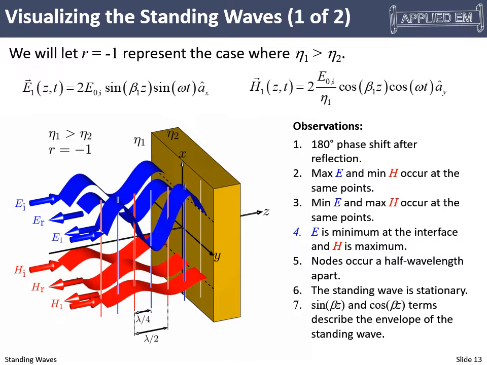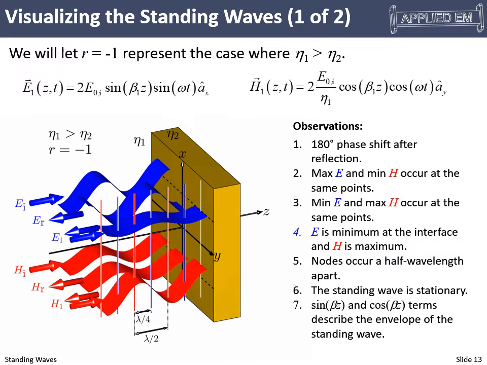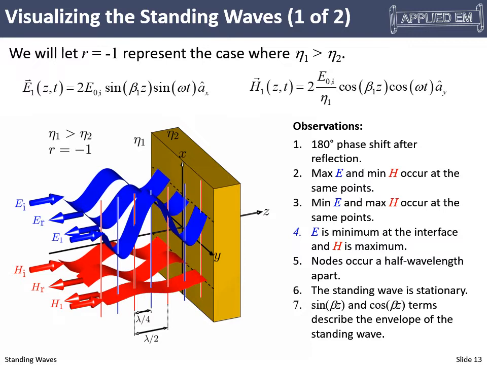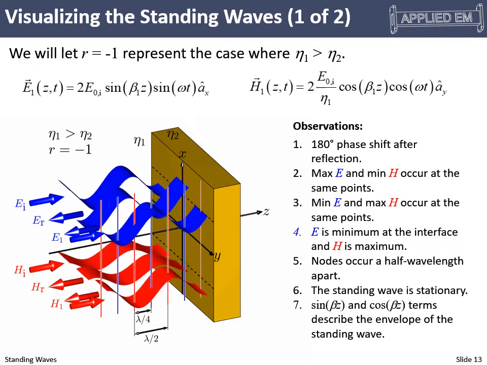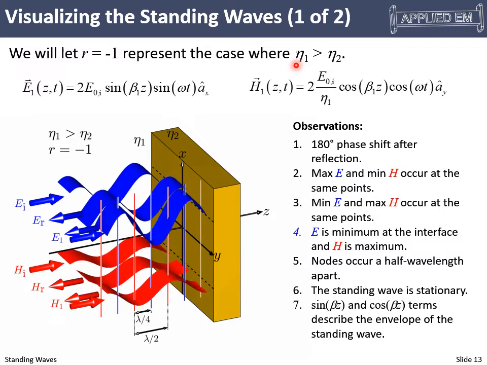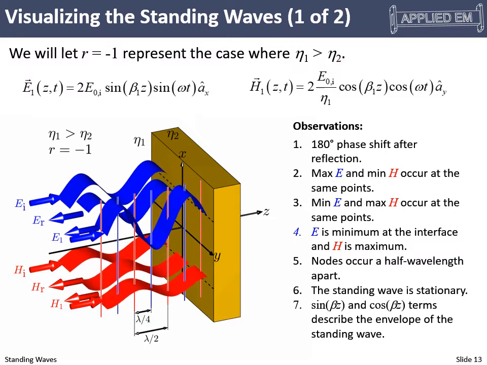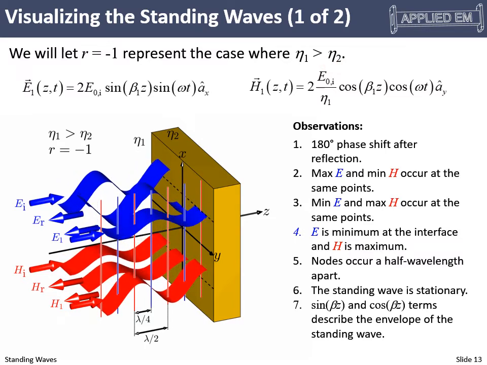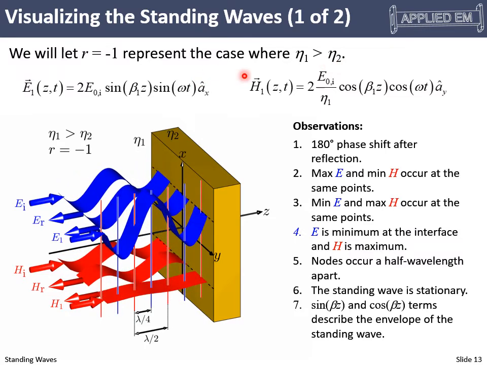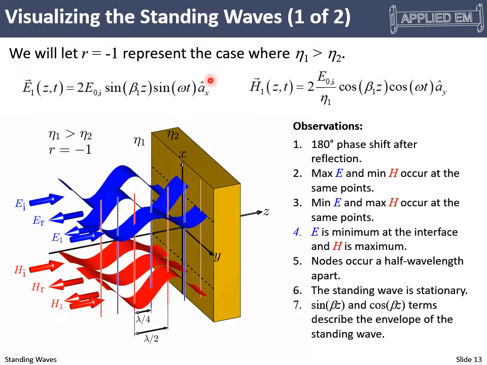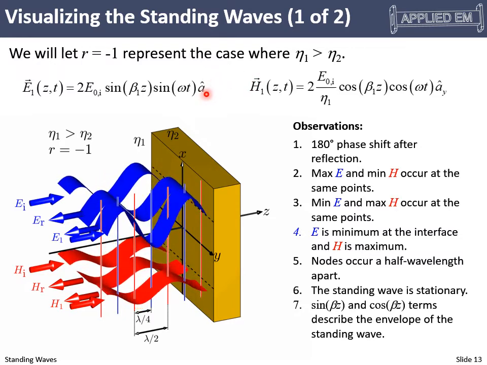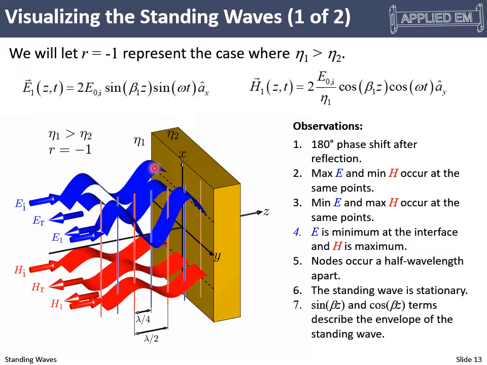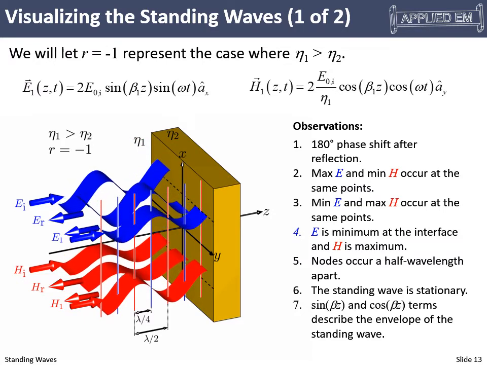So there's a lot on this slide, so let's take this slowly. This is for the case where the reflection coefficient is -1. That happens when the impedance of medium 1 is greater than the impedance in medium 2. For this case, here are our two expressions for the electric and magnetic field. And down here is a simulation and a visualization of what is happening.